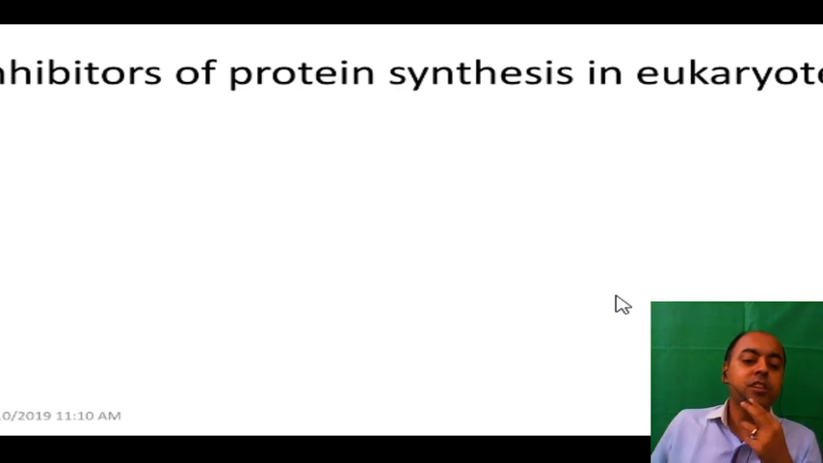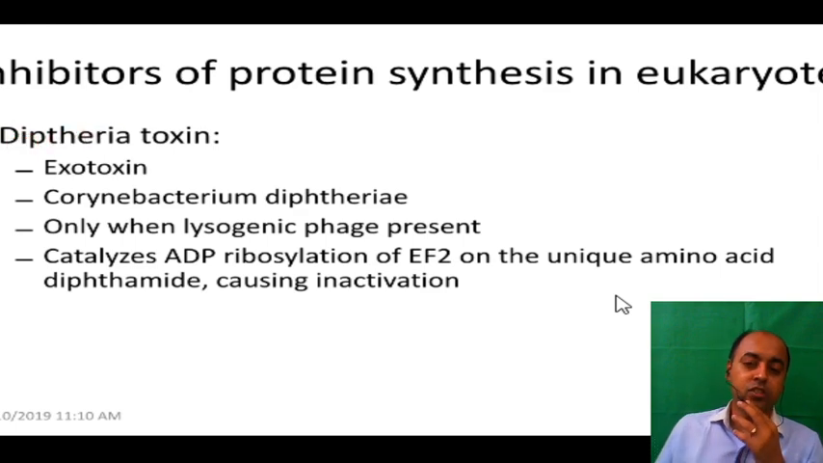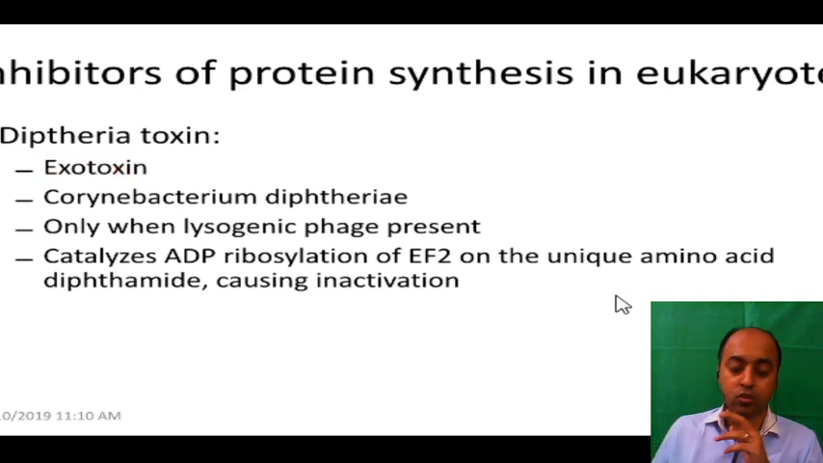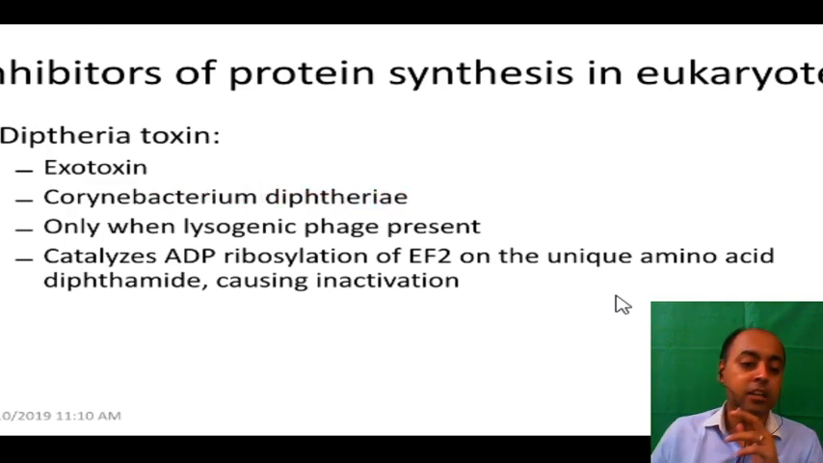First, inhibitors of protein synthesis in eukaryotes. Remember, these will be toxins. Two very important molecules in this group. Number one, diphtheria toxin. Very frequently asked in exams. Some background about diphtheria toxin which you already know from microbiology. The diphtheria toxin is an exotoxin produced by Corynebacterium diphtheriae under special conditions. What is the special condition?